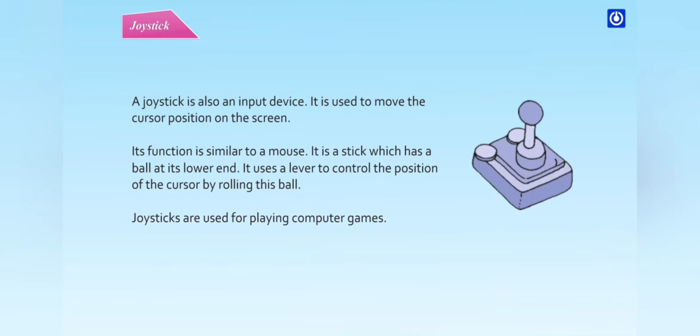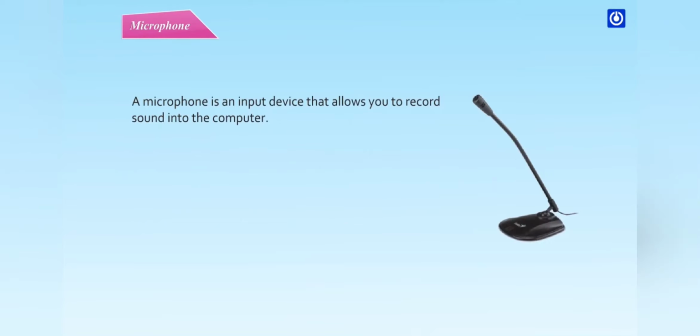Joystick. A joystick is also an input device. It is used to move the cursor position on the screen. Its function is similar to a mouse. It is a stick which has a ball at its lower end. It uses a lever to control the position of the cursor by rolling this ball. Joysticks are used for playing computer games. Microphone. A microphone is an input device that allows you to record sound into the computer.